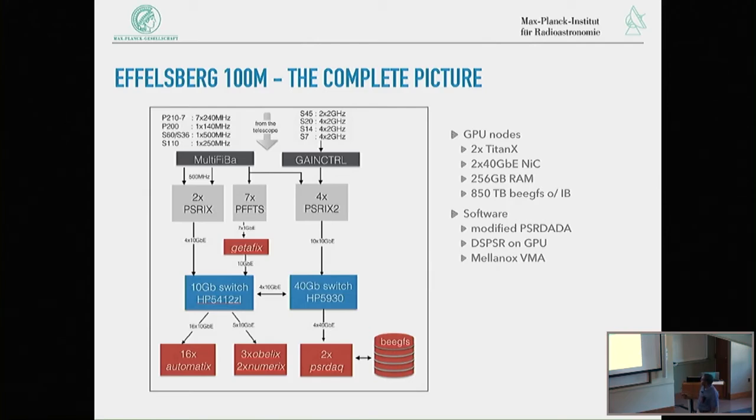All of the data ends up in these switches, which get distributed to the computers where you can process them. We've got a high performance distributed file system that can do 32 gigabits per second to disk. Also important is that we use PSRDADA, a modified version, and DSPSR for pulsar coherent de-dispersion, and Mellanox VMA that scales up to 32 gigabits per second sustained data throughput to the disk.